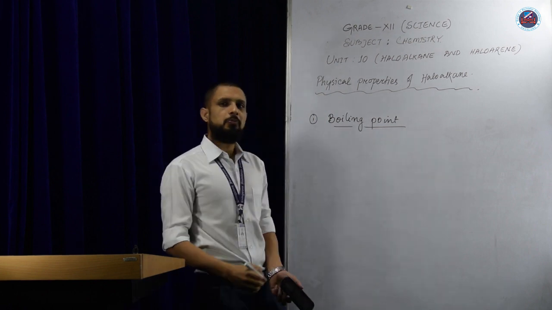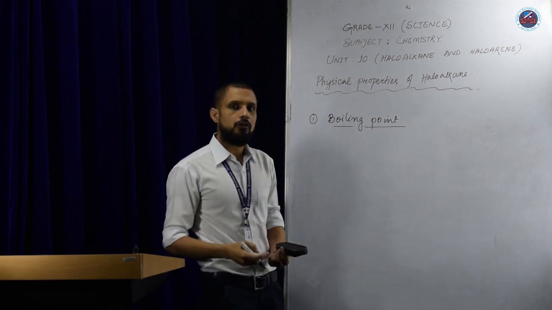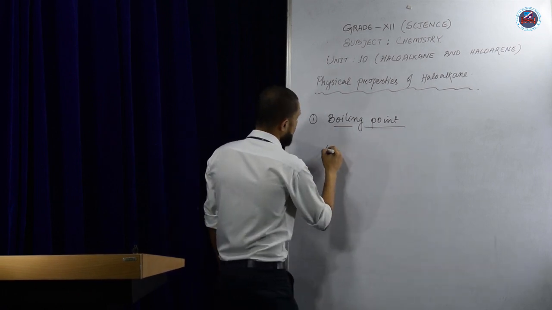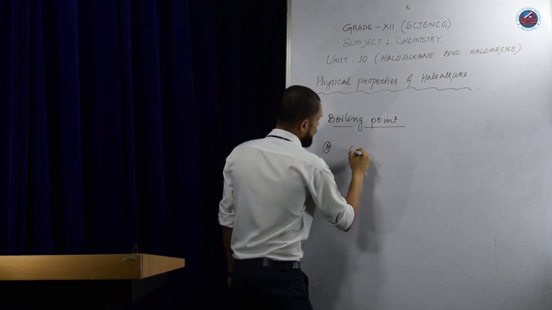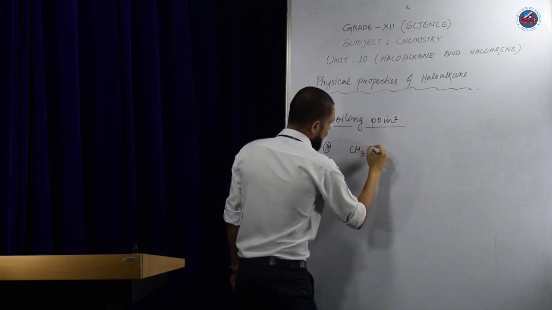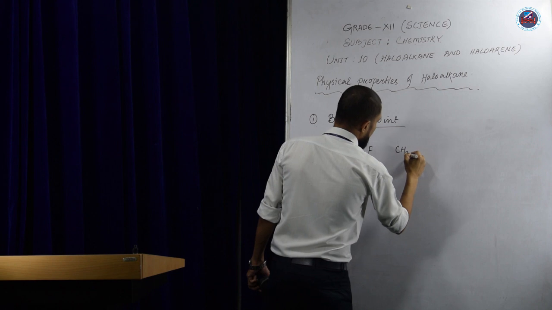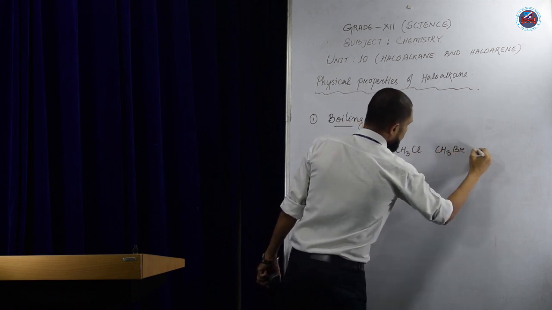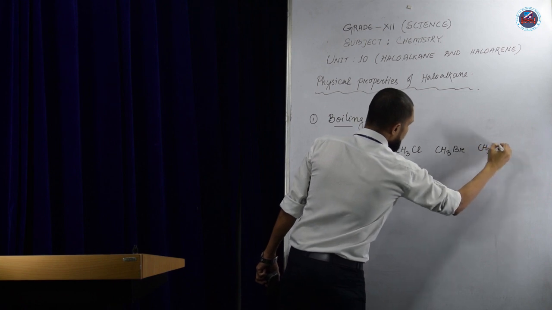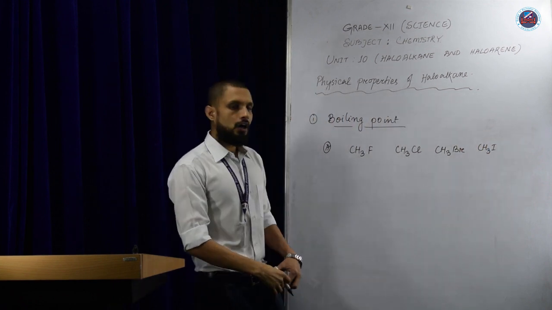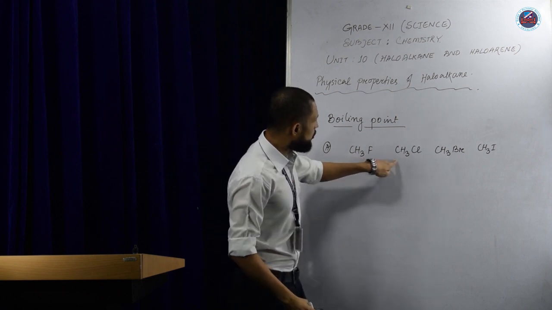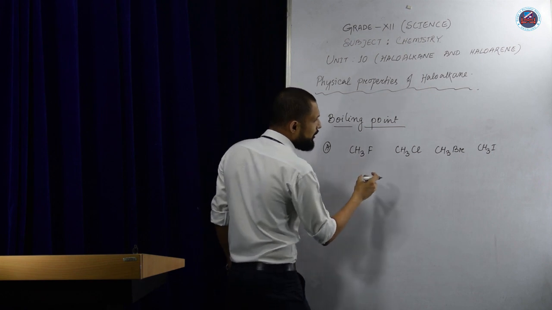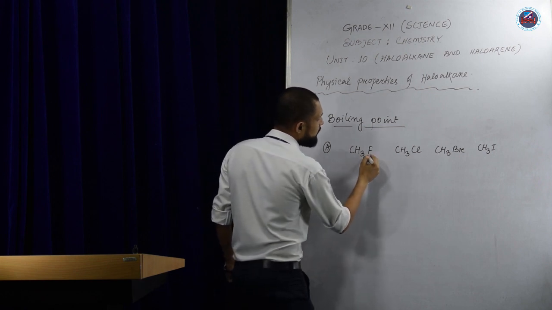In the boiling point, we'll take different sets of compounds and compare their boiling points. The first set of compounds I'm going to take are CH3F, CH3Cl, CH3Br, and CH3I.